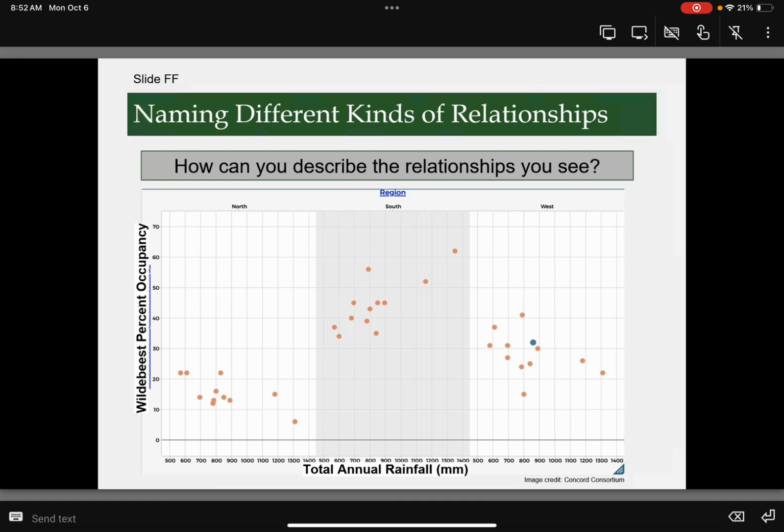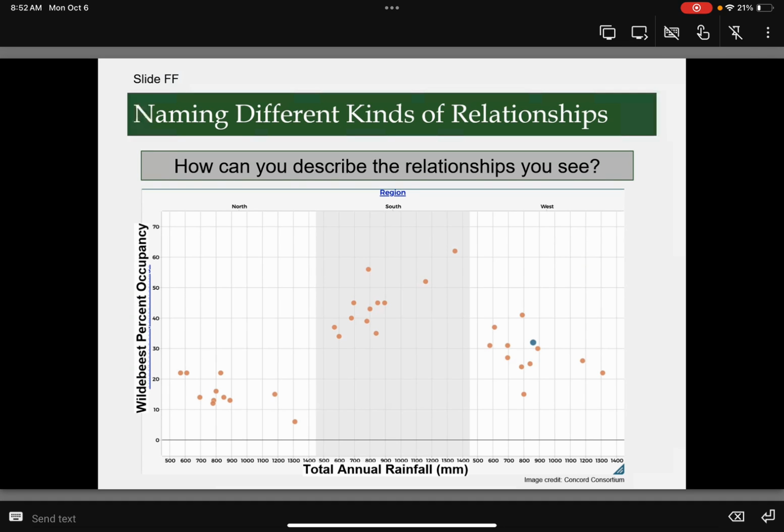Which one has the highest occupancy, percent occupancy? The south. Does that make sense that it would have the highest occupancy? Because what's this down here telling us? There will be a lot of food. A lot of rain, which equates to food.